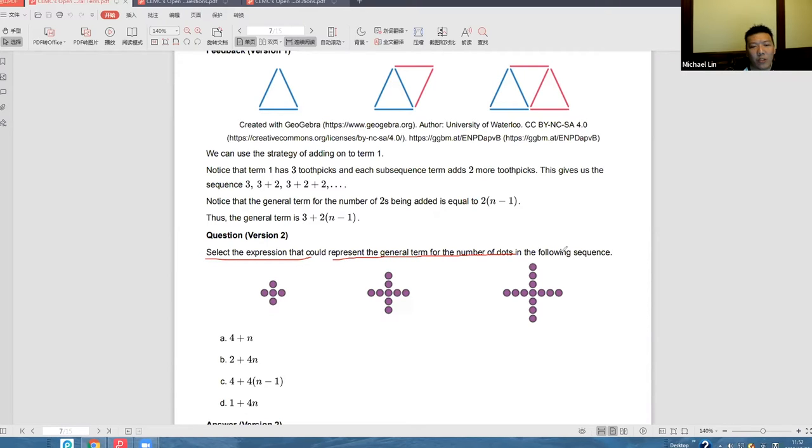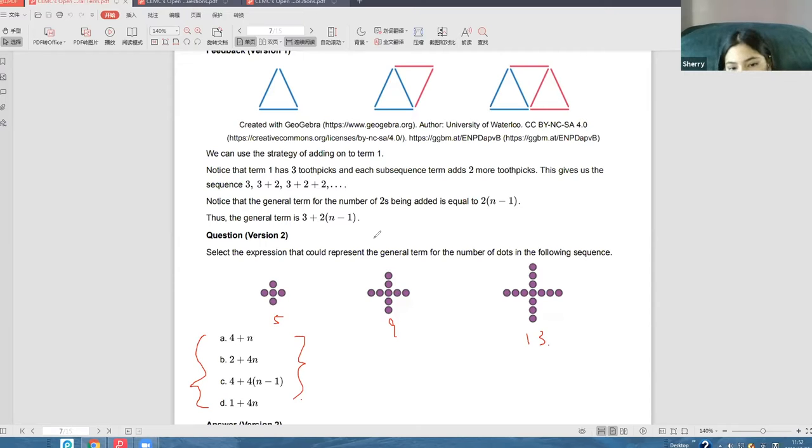Select the expression that could represent the general term for these number of dots. Who can tell me what is the best answer for this one? Again, we have 5 dots here, we have 9 dots here, and we probably have 13 dots here, right? So what is the best equation for this one? Actually, we have 10 dots, I think. Which one has 10 dots? This one? No, this one has 9, right? This is 5, and then there's 2 here, and there's 2 here, so this is 9.